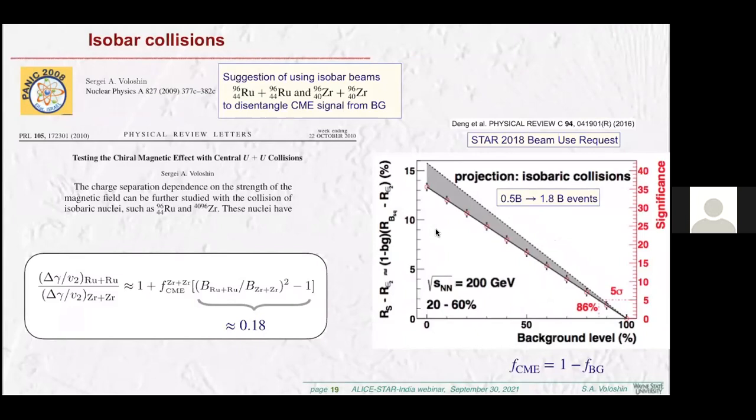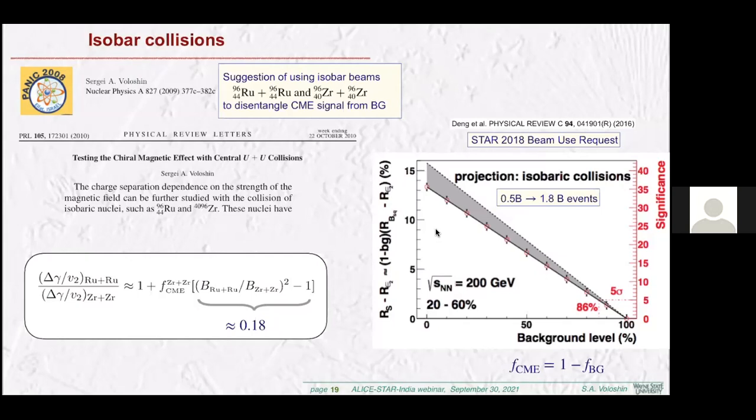Then I come to the isobars now. The first idea, at least in my talks, I found that it was in 2008 when I mentioned it here. Sometimes I see the reference to that paper, but the idea is obviously simple. Isobars are nuclei of similar shape, I would say the same size for now, but different charge. And so if they have the same mass, you would expect that the background is more or less the same. We will discuss more details about more or less. But the magnetic field varies.